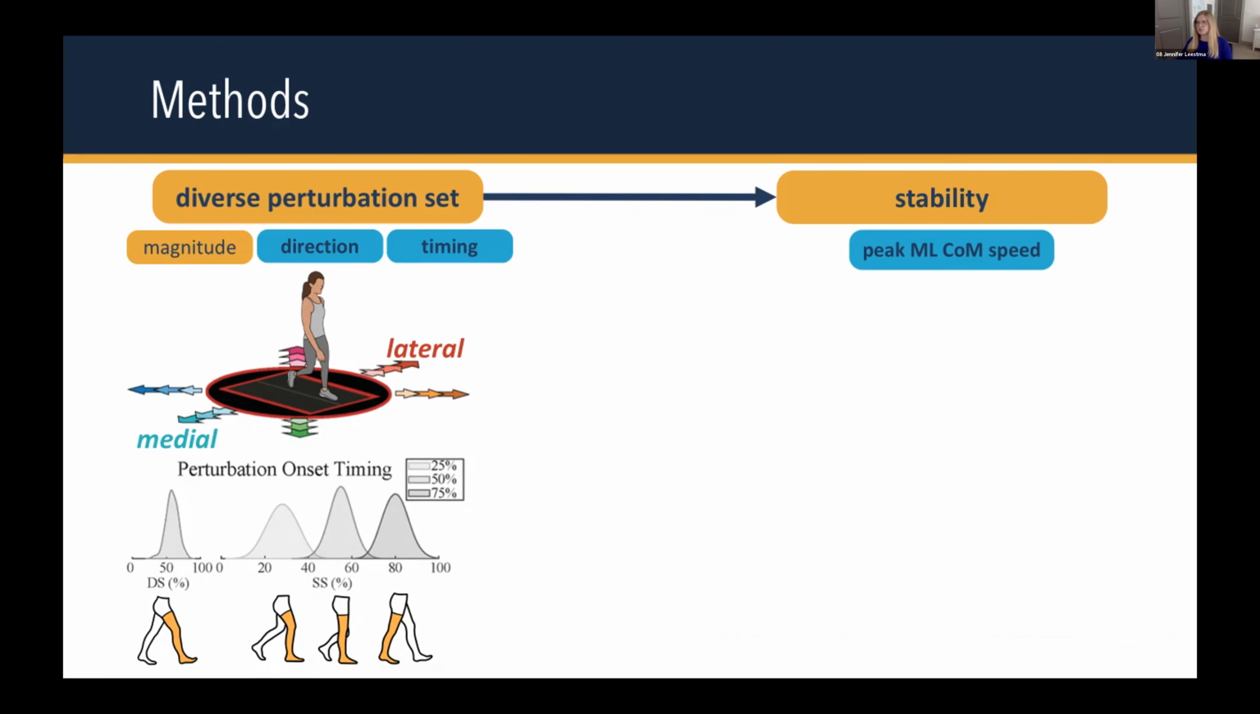And to start in this analysis, we're just looking at a simple metric, which is peak medial lateral center of mass speed, and specifically looking at the medial lateral direction, because with the medial or lateral perturbation, that's the center of mass component that we expect to change the most.